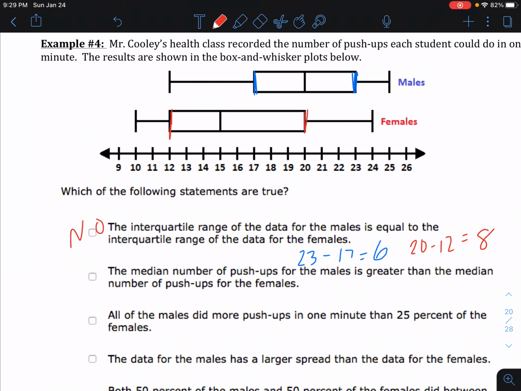All right, what about the median? The median number, let me go erase a little bit up here. The median number of push-ups for the males is greater than the median number of push-ups for females. Well, the median for males is right here. That's 20. The median for females is 15. So that is true. The median number is higher for males.